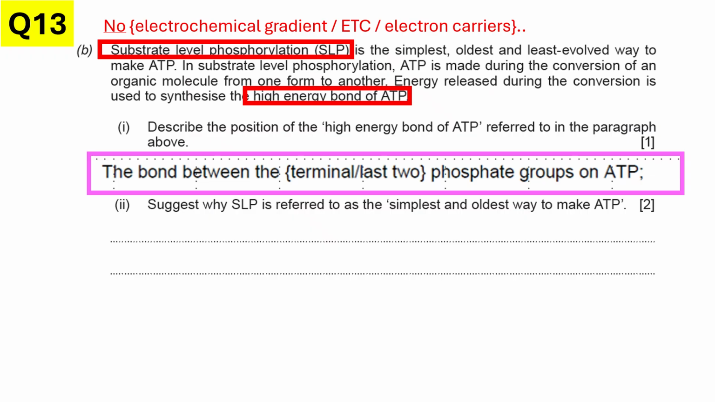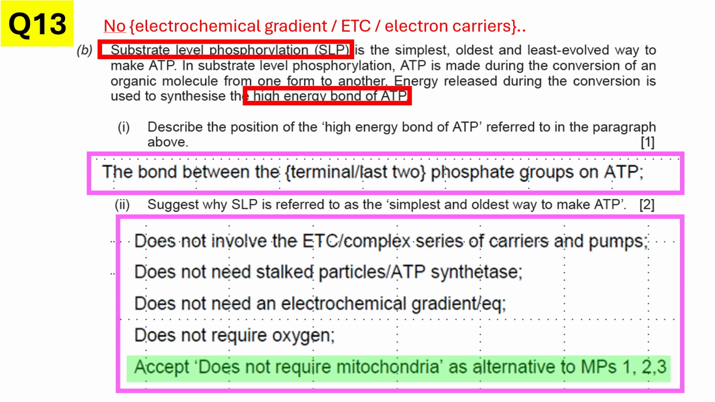The second part says, suggest why substrate level phosphorylation is referred to as the simplest and oldest way to make ATP. Well, this is where we can bring in the annotation. So we know this does not involve the electron transport chain. It does not involve the electrons moving down a series of electron carriers to activate proton pumps. So there's no electrochemical gradient. That means it does not involve the stalked particle, which we know is found on the inner mitochondrial membrane. Protons can move through this by facilitated diffusion. That doesn't happen in this case.